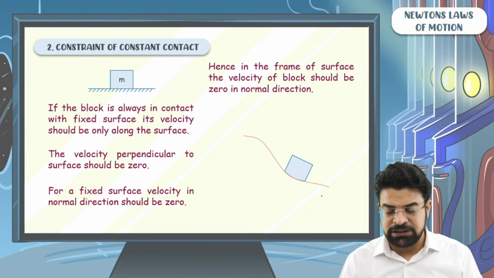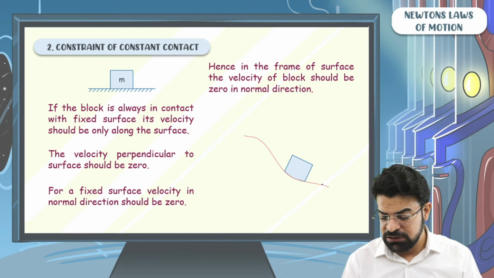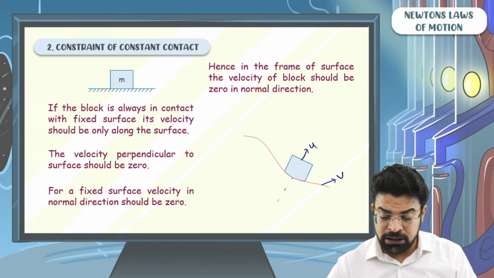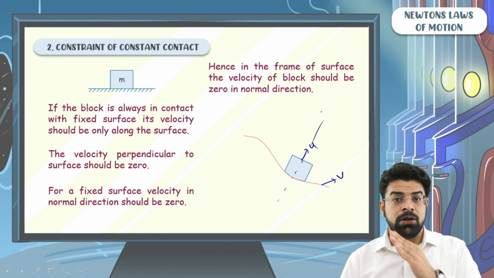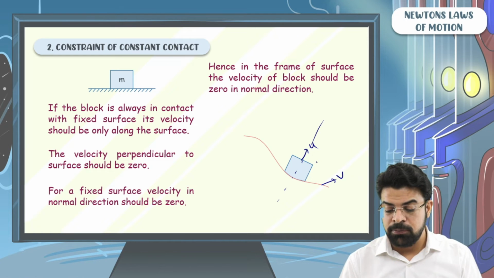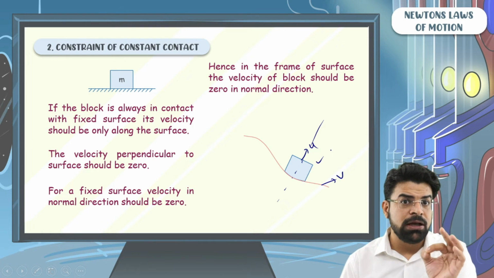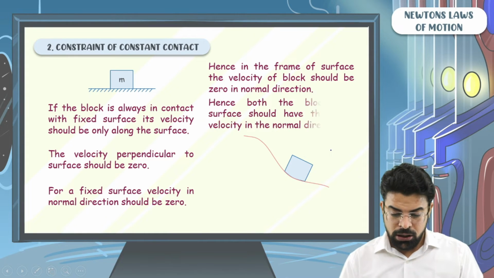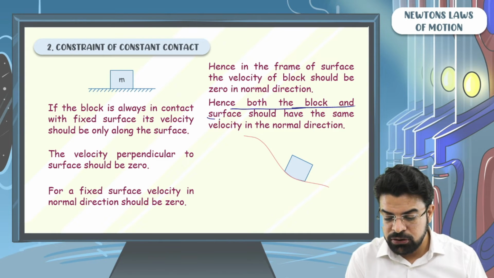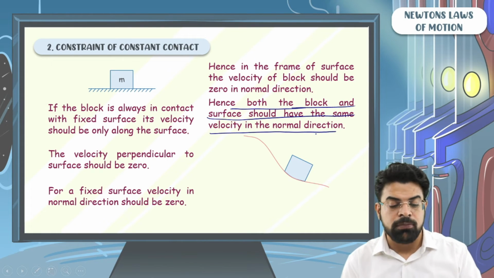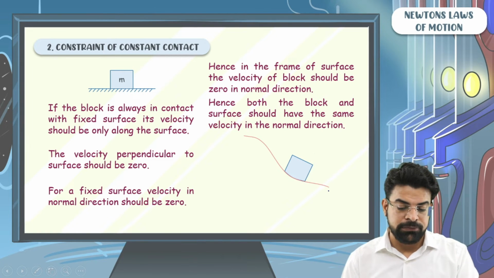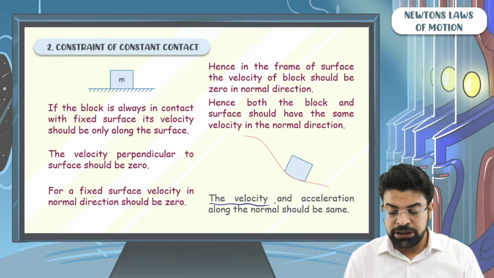So let's say we have got this random surface, and this random surface is moving, and this block is also moving. So their velocity components along the normal should be the same. Only then, with respect to the surface, the block won't have any velocity along the normal, and their relative velocity along the normal will be 0. So hence both the block and the surface should have the same velocity in the normal direction. So the velocity and acceleration along the normal should be the same.